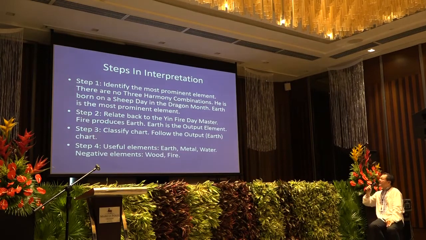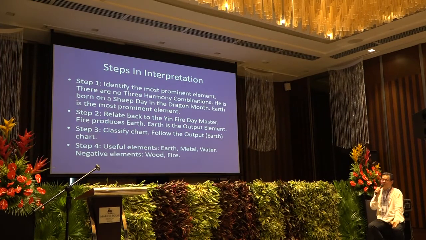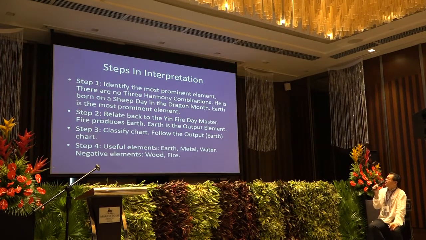Identify the most prominent element in the chart. There are no 3 harmony combinations. He's born on a sheep day in the dragon month. Earth is the most prominent element. Relate back to the yin fire day master. Fire produces earth, so earth is the output or children element.